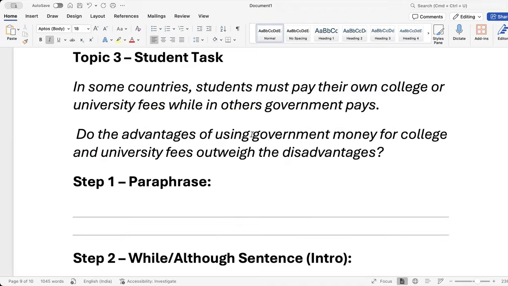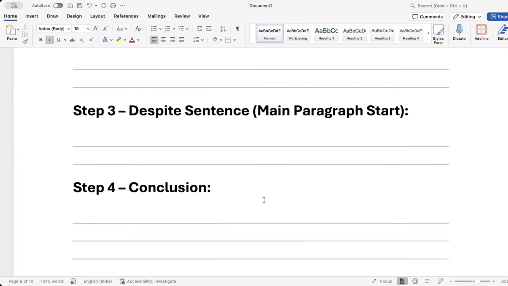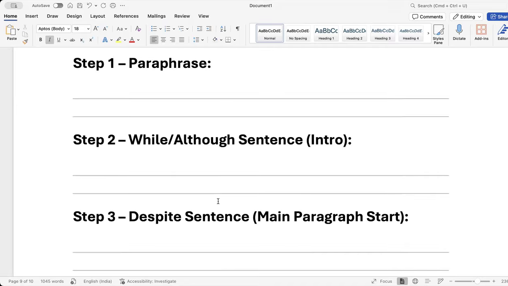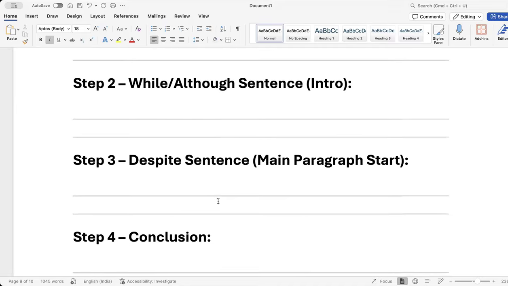Here, if it was students paying, I would have written the advantages and disadvantages of students paying. But the question is about government paying, so we'll answer that. We'll not talk about students paying. So let's just brainstorm the ideas and then I'll let you go and wait for half an hour. You'll send me the tasks. You'll write the whole structure. You don't need to expand your points, but I want the whole structure written.